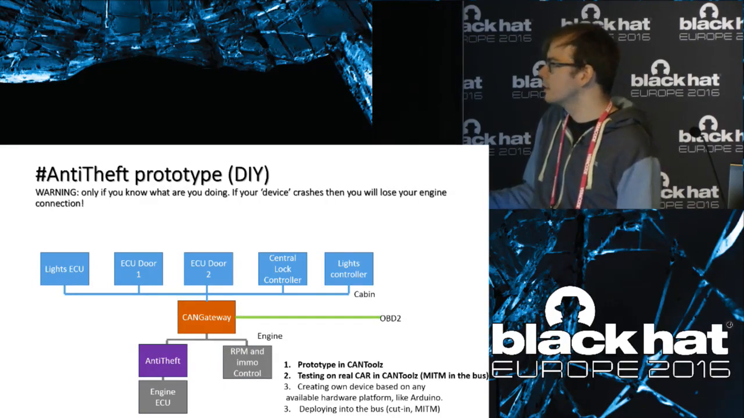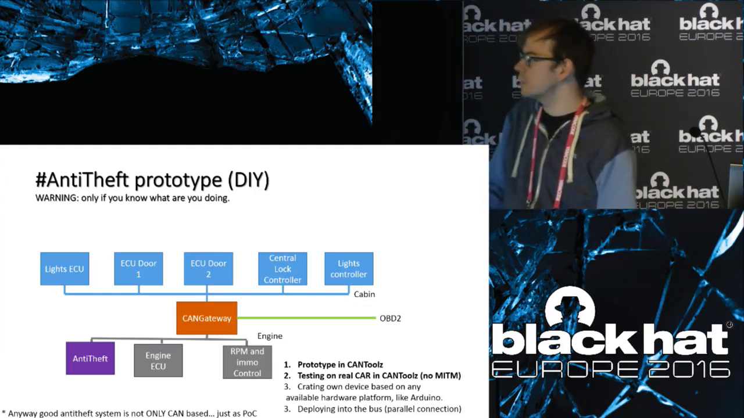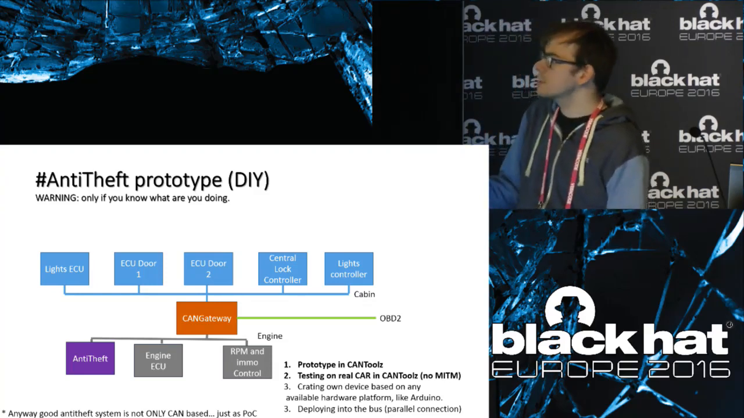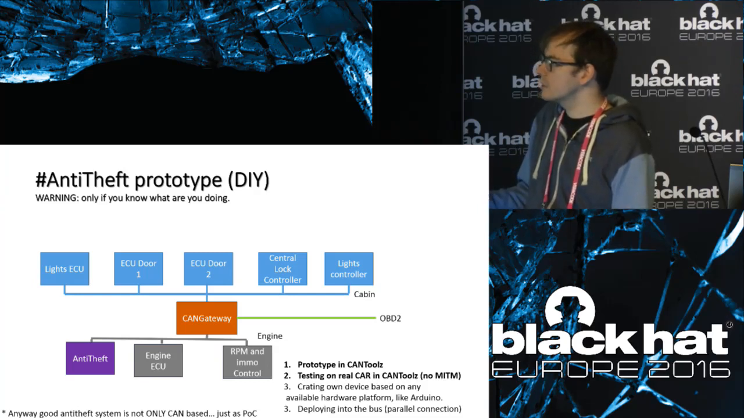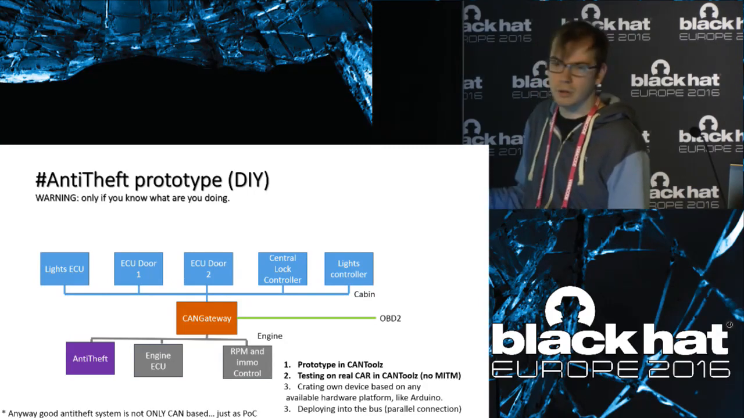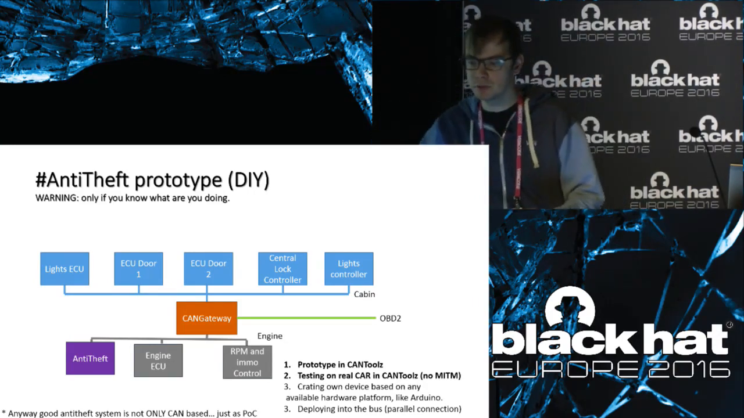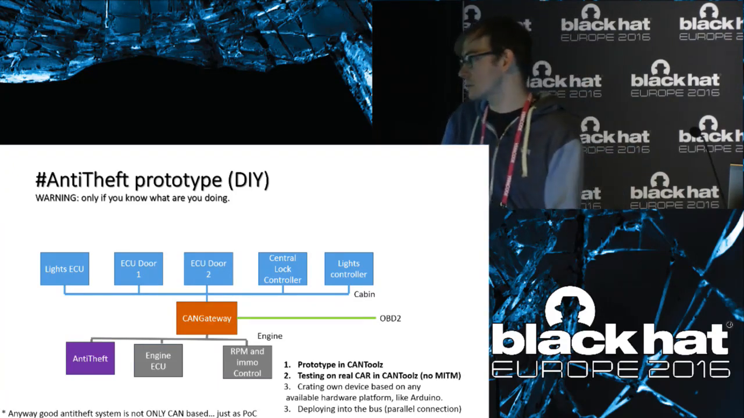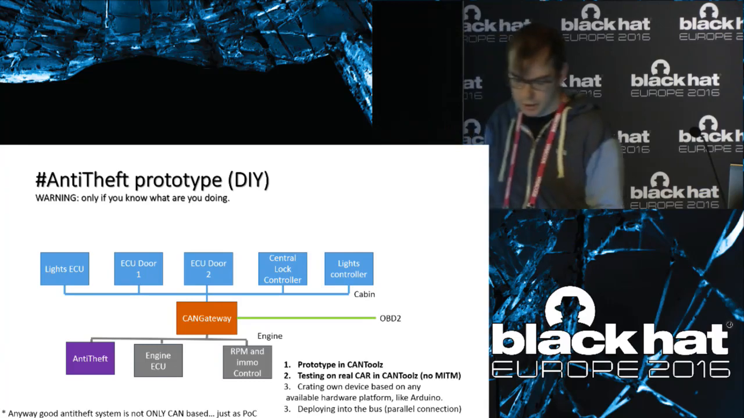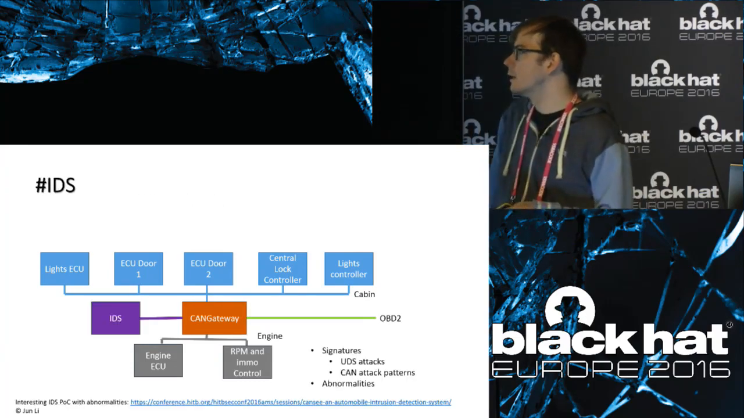But this is a bad idea, because if you make a mistake here, you lose control of your engine ECU. So another idea: connect it in parallel, then if your device crashes, nothing happens. But this is the same idea. It checks for a left, right, left, right secret sequence. But if it detects the engine started, it immediately sends a stop command. So for an intruder, it looks like he could start, and then in a second it stops. I also took this idea from real prototypes that I saw in Russia, custom anti-theft systems.